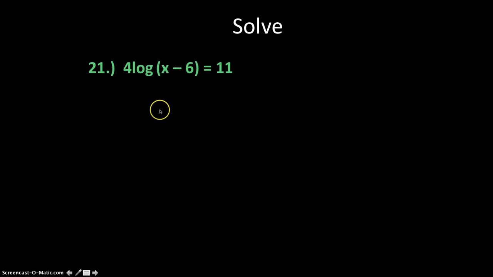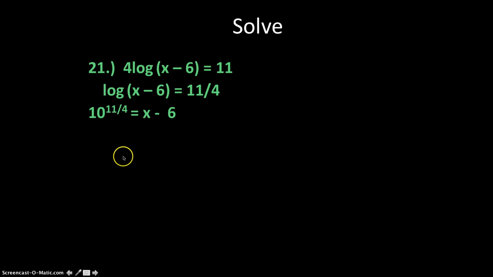The next problem is a base 10. Again, we're solving for x. And because of this 4 in front, we want to move that over to its like term by division, because that's multiplication. We reverse it and divide. We have a base 10, so we write an exponential. Doesn't look very nice, but this is what it looks like, and then we add 6 to the other side. And of course, we must do 10 to the parentheses 11 divided by 4 in order to keep that straight.